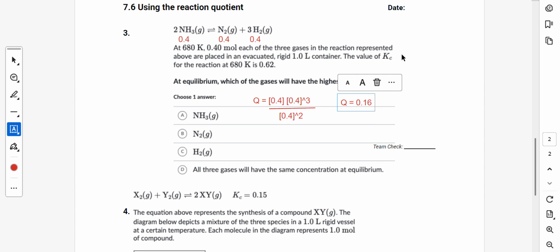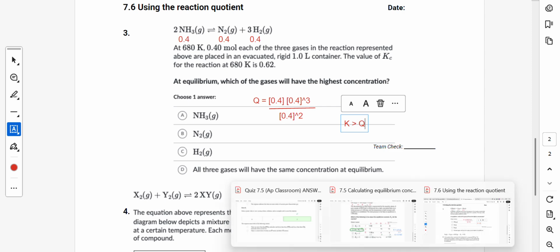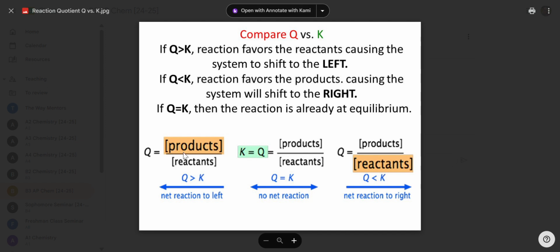0.16. So now I've got to compare my K versus my Q. My Q is 0.16, my K value is 0.62. In this case, K is greater than Q. And so I go back and take a look at the cheat sheet that Mr. Anderson provided. If K is greater than Q, the reaction favors the products, causing the system to shift to the right. Okay, so let's head back over.